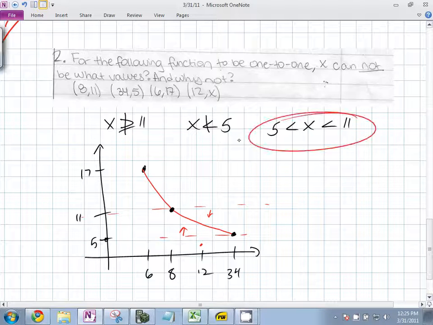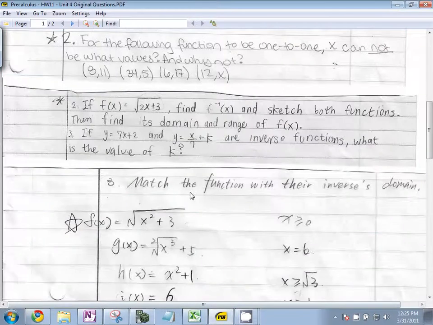Maybe I like the fact that it asks what x can not be. I like that because it makes it a little harder. You have to find out what x should be and then tell it what it can't be. So x can't be greater than or equal to 11, and it can't be less than or equal to 5. Okay, let's see if there's any more you want to talk about.